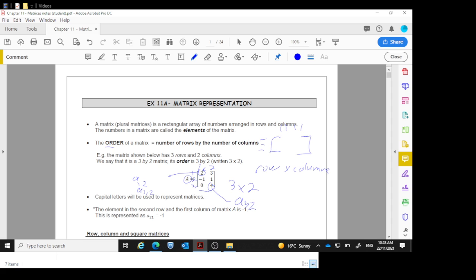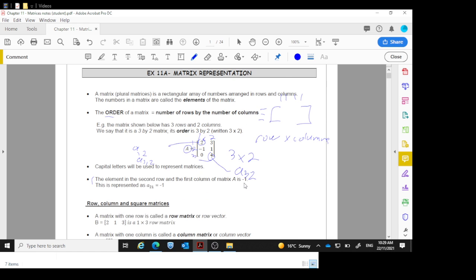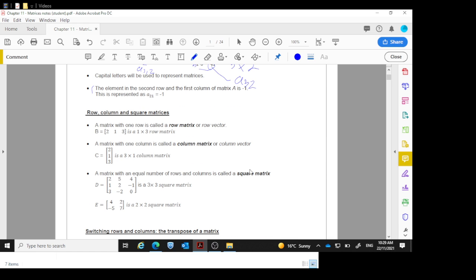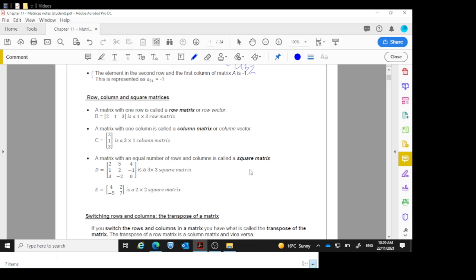There's a few more examples here of how we can do it. We've got row matrix. A row matrix is just a matrix that's written in a row. Doesn't matter how many columns it has. This one is a 1 row by 3 columns. It's still a row matrix. We can have a column matrix. A column matrix is in one single column. Again, doesn't matter how many rows there are this time.